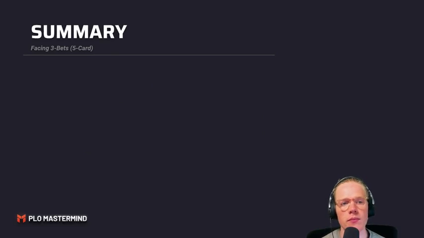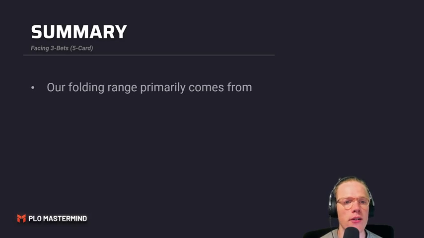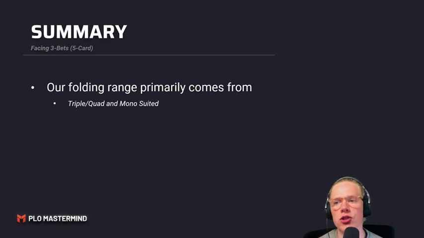So to finish up, we'll go through a summary. In terms of our folding range, it's mainly going to come from the hands that are trip, quad, or monotone suited, or non-nut suits with an ace. We talked a bit about why, but when you have a hand that has one of these components, it's fairly likely you should consider folding. And if you don't, it's fairly likely you should probably continue in one way or the other.